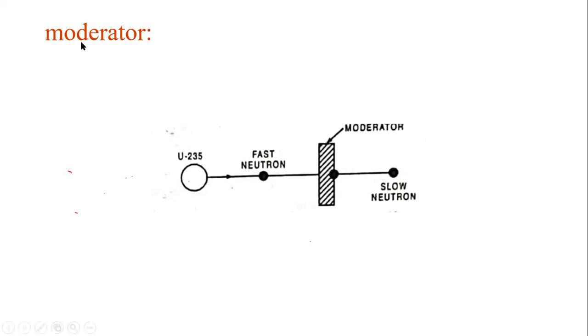This is the operation of a moderator. What is the use of the moderator? It converts fast neutrons into slow neutrons. How does it convert fast neutrons to slow neutrons? The fast neutron collides with the moderator, and some amount of energy is wasted in that collision process.